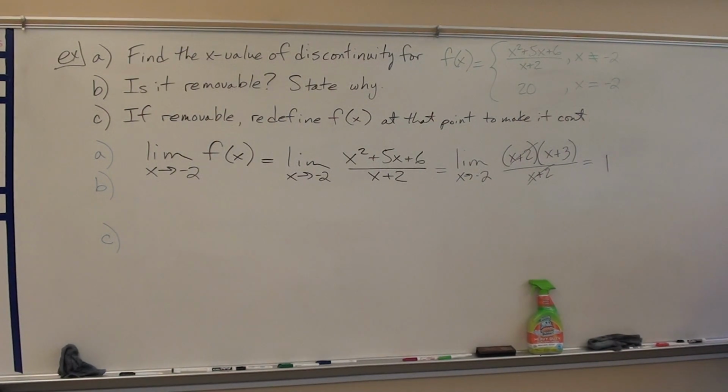So f of -2 was defined. The limit as x approaches -2 exists. So why would this function be discontinuous? Because it has a hole. F of -2 equals 20. But the limit as x approaches -2 of f of x equals 1. Therefore, discontinuous at x equals -2 because the limit as x approaches -2 of f of x does not equal f of -2. That's how you get those functions with the curve, the hole, and the dot, right? You get them with the not equals thing.